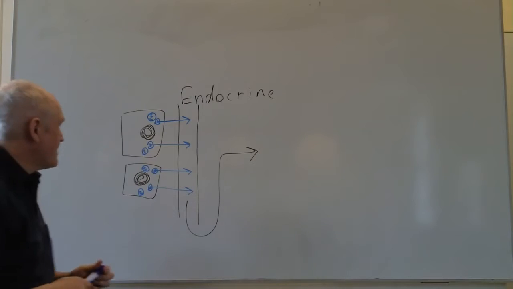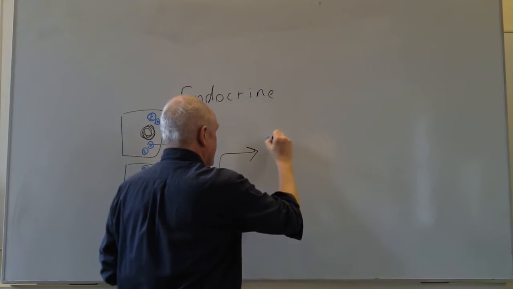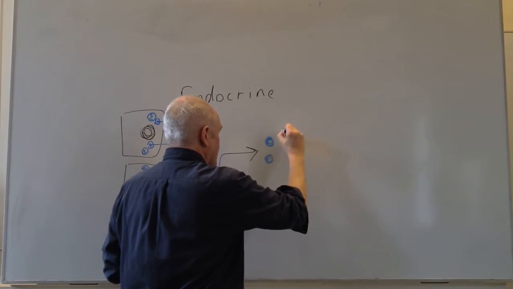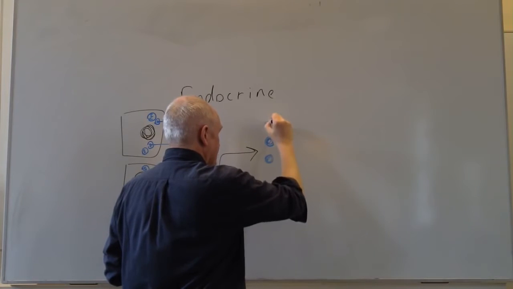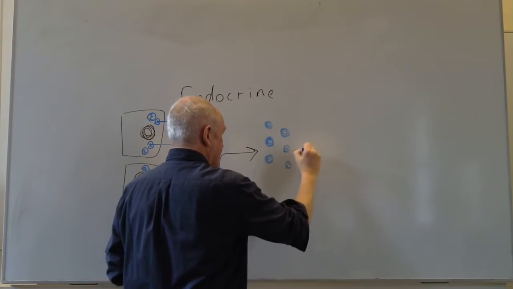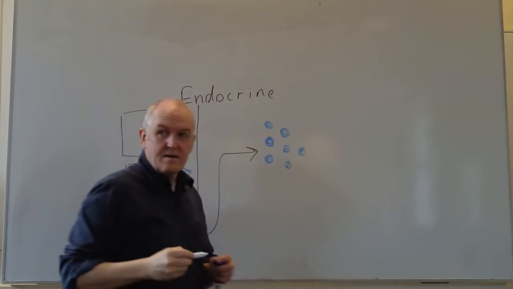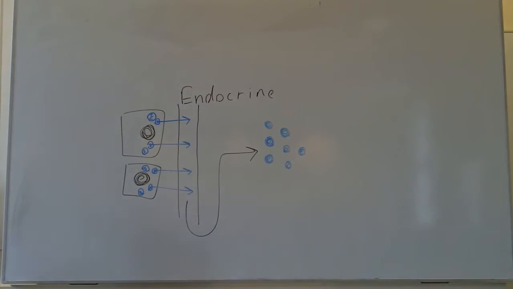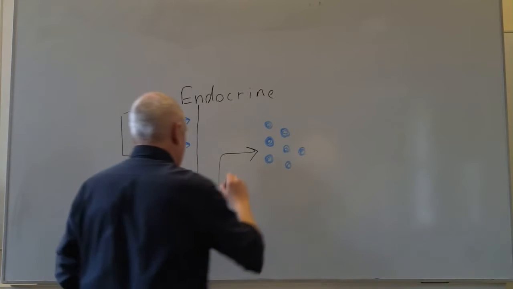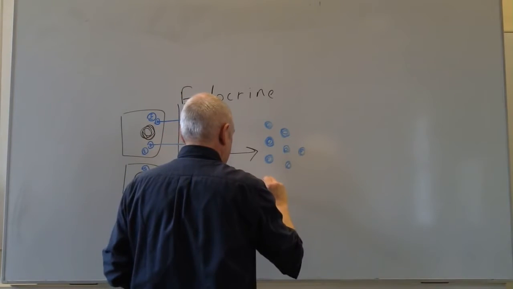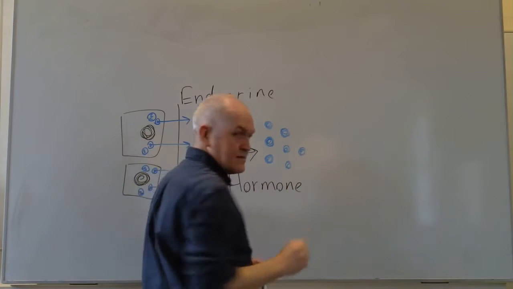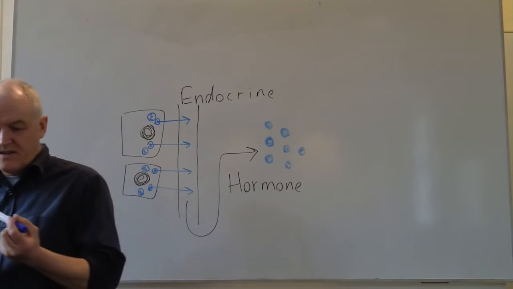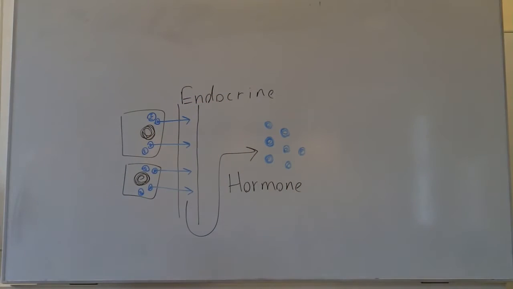So that means, imagine this product is like this. You get this product in the blood. And of course the product of an endocrine gland is a hormone. A hormone is the product of an endocrine gland, systemically circulating in the blood.